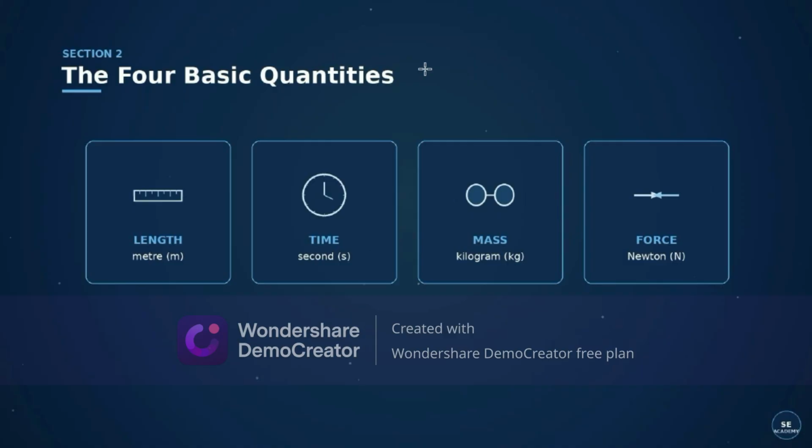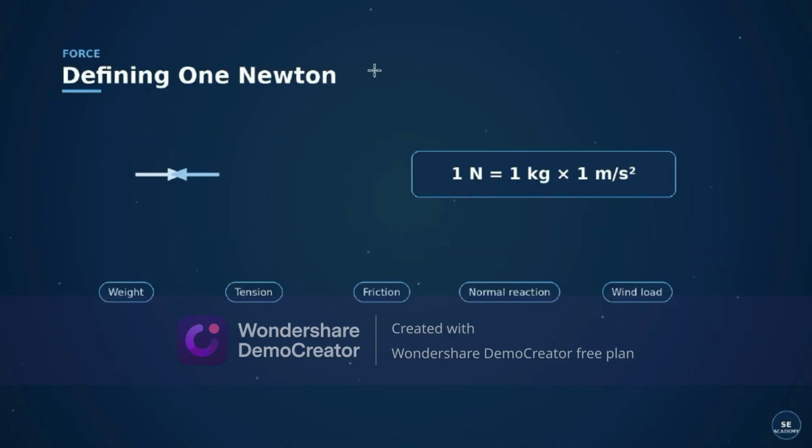So the basic quantities for statics, the four basic quantities, we already know them: length in meters, time in seconds, mass in kgs, force in newtons. So those are the four basic quantities used in statics. Now let's go to force.